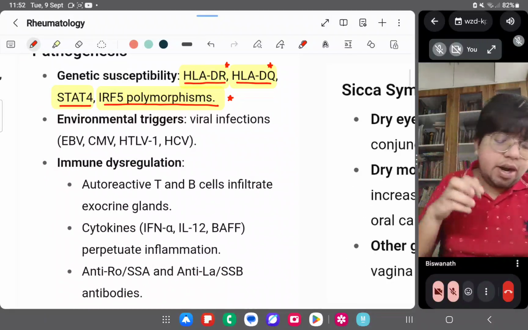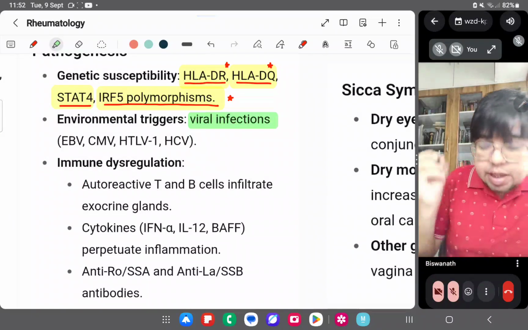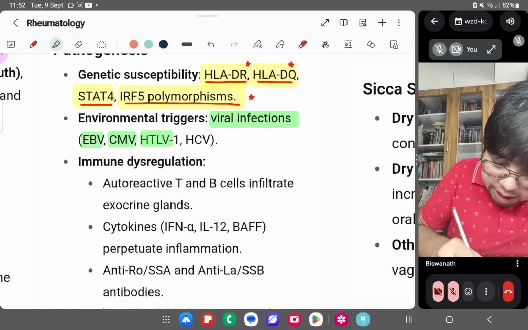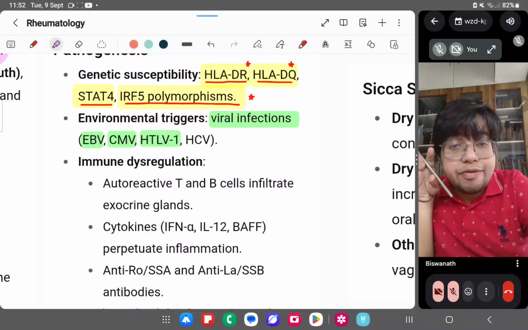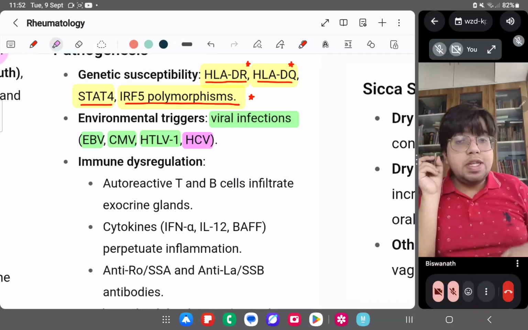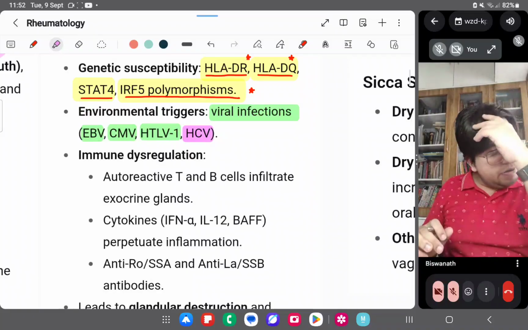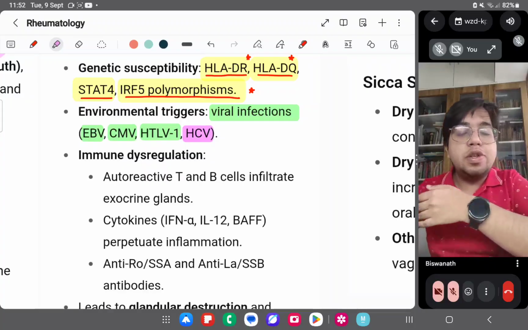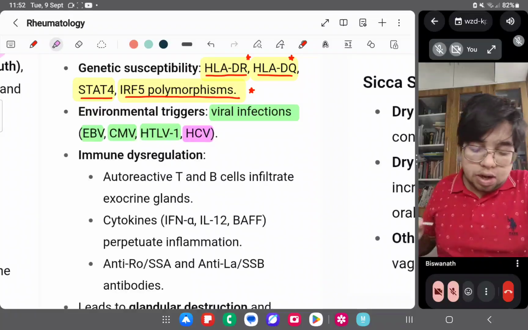Environmental triggers. What are the environmental triggers? Basically, viral infections. In Harrison's it is written that environmental triggers are generally viral infections, like Epstein-Barr virus, CMV, HTLV. These are minor, but the most important virus which I want to tell you is hepatitis C virus. Hepatitis C virus is associated with Sjogren most commonly, right? So if a hepatitis C patient presents to you with jaundice and all the features, you have to think in lines of Sjogren also.